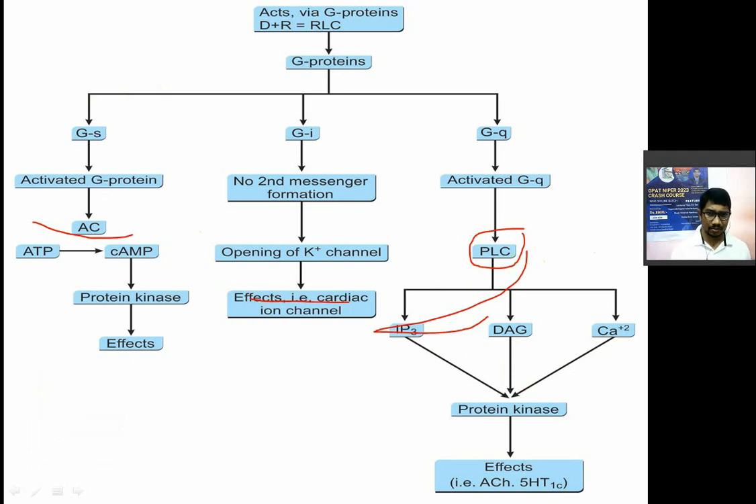So activation of G protein results in either activation of adenyl cyclase, which leads to mainly stimulatory action. Activation of G protein leads to activation of phospholipase activity, which is again stimulatory in nature. Activation of G protein receptor results in the activation or suppression of ion channels, mostly inhibitory in nature.